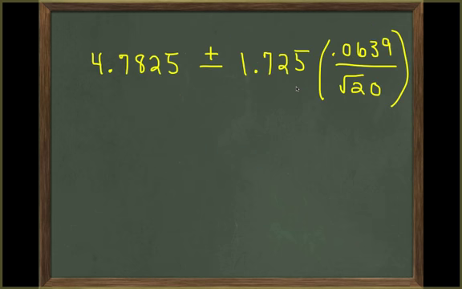So we set it up to find our confidence interval, and we do 4.7825 plus or minus the t critical times the standard deviation divided by the square root of the sample size. On the lower end of that scale we end up with 4.758, and on the upper end we get 4.807. So that is our 90% confidence interval for the true mean of the population of the softballs.